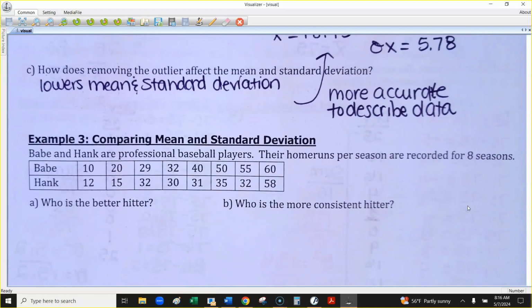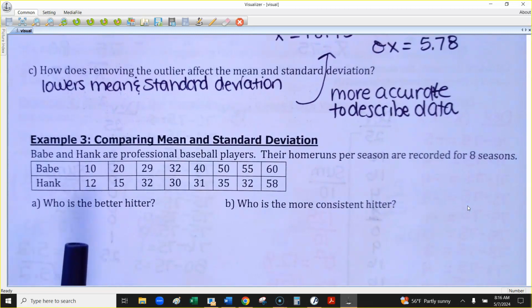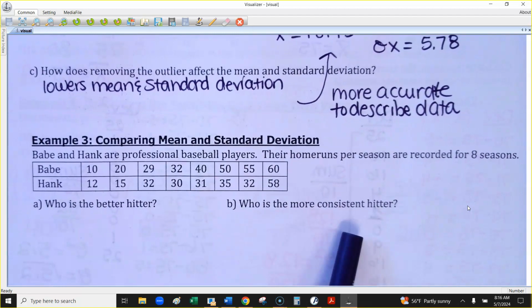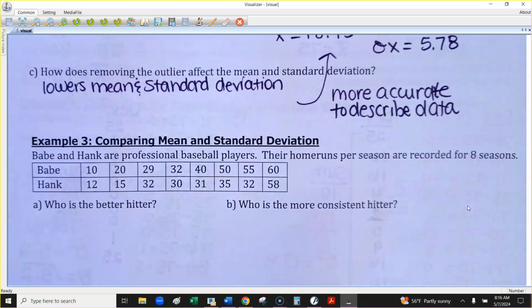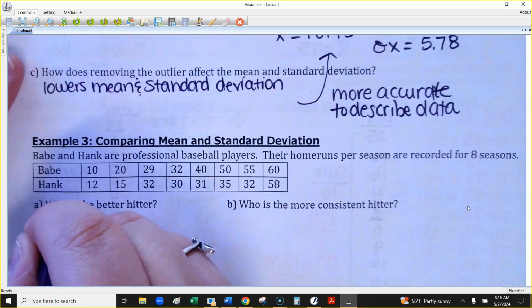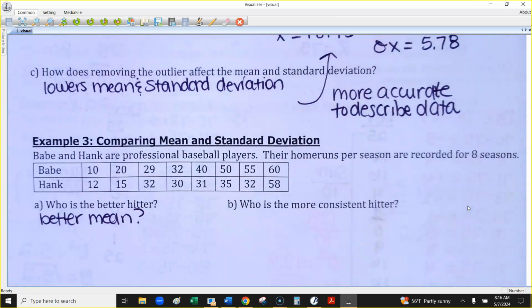All right, so this says Babe and Hank are professional baseball players. Their home runs per season are recorded for 8 seasons. Who is the better hitter and who is the more consistent hitter? These are the 2 questions. Okay, how would I figure out, if there's my data, what would you use to figure out who was better? Who was the better hitter? What do you think? Yes, okay. This would be who has the better average, right? Who has the better mean? That's what I would find to answer that question.